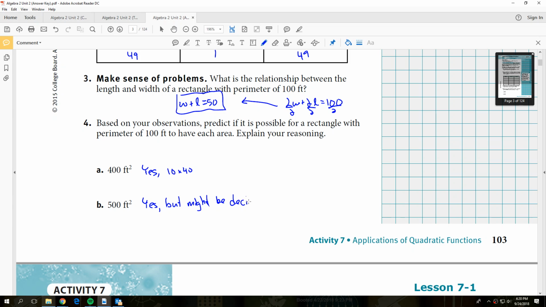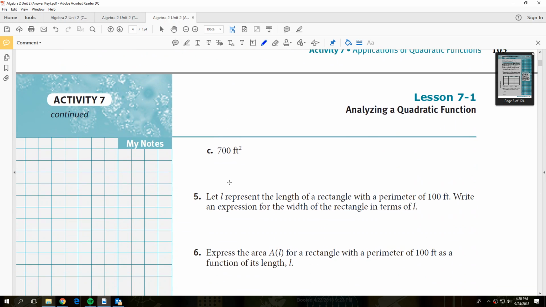Sorry, this is kind of sloppy. Yes, but might be decimals. Kind of sloppy. It's really sloppy. Anyway, let's go down to 700.